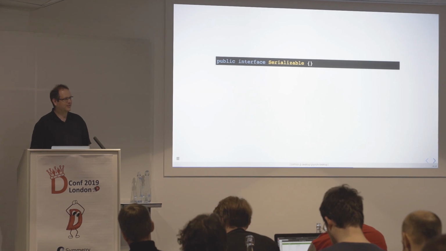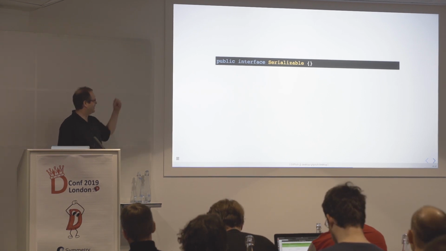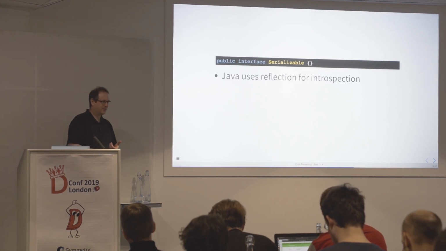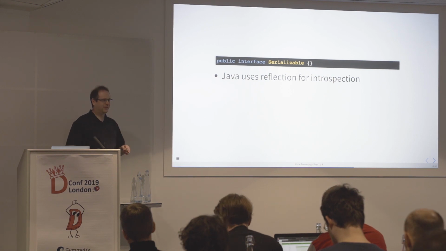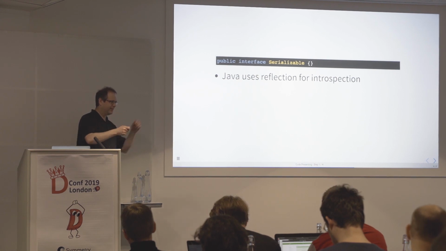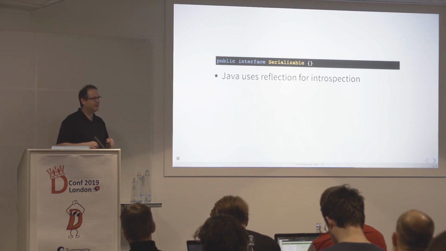So this is how it works. You have an interface, Serializable, with no methods. You put that on your class, and now it's serializable. Why is that? Well, the reason is because Java uses reflection for introspection. So it's not even going to use an interface. It's just going to use reflection and find each member and say, oh, that's an int. I'm going to serialize it this way, whatever.